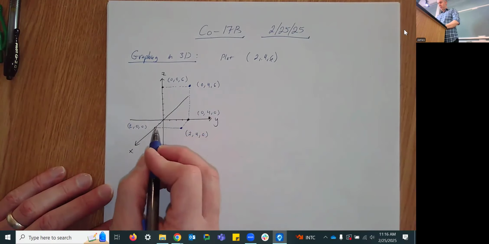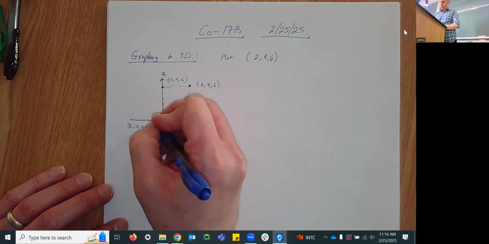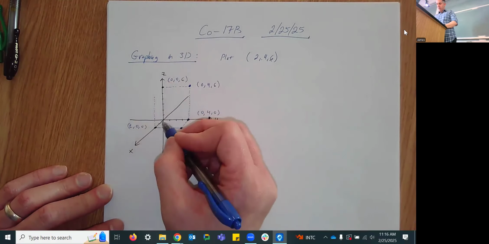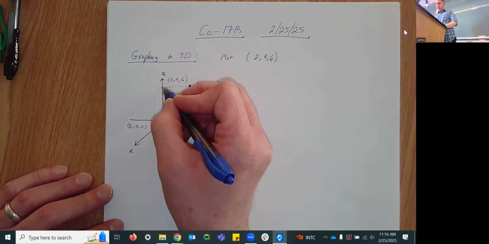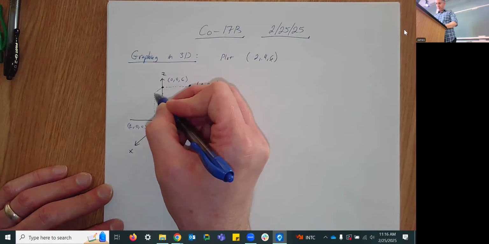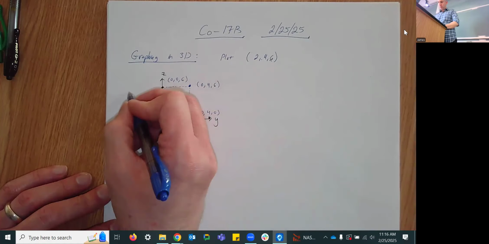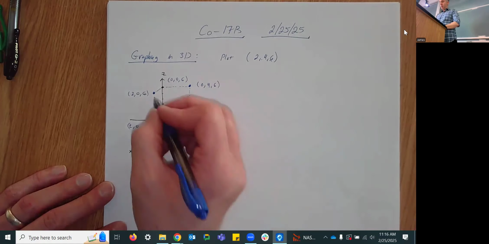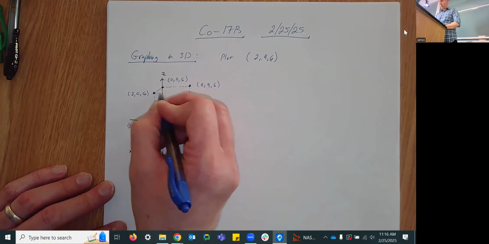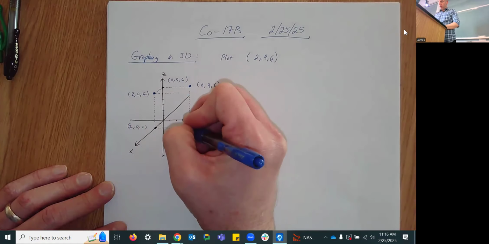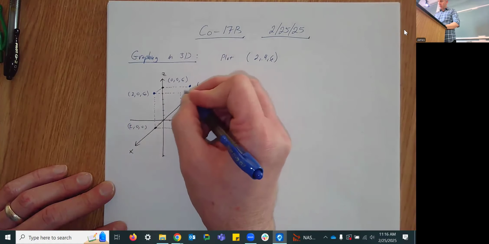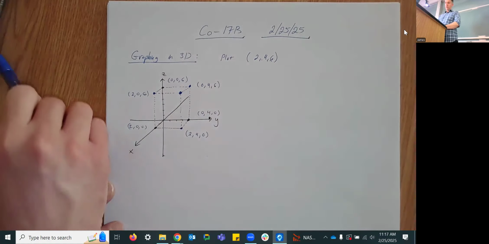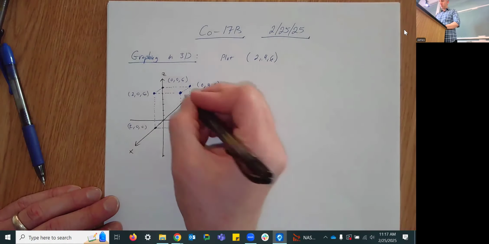So from the point 2, 0, 0, I'm going to move up parallel to the z-axis, and then from the z point, I'm going to move towards you parallel to the x-axis. Like that. So there's the point 2, 0, 6, and then finally, to find the point I'm actually looking for, I'm going to either move from that point parallel to the y-axis, from this point parallel to the z-axis, or from this point parallel to the x-axis. And that point right there, that's the point I'm actually looking for. 2, 4, 6.